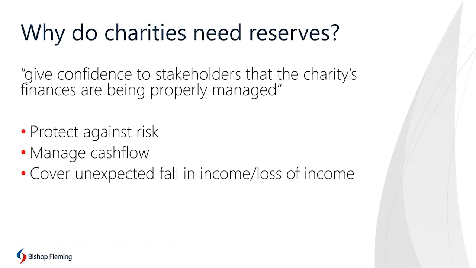So anything can go wrong. I mean, if you lose a grant, can you still pay the salaries? That's important. It's a buffer to help you manage cash flow, and it's there to cover unexpected falls in income or costs coming over the hill that you haven't seen. So all those things are really important, and so that should be in your management accounts.